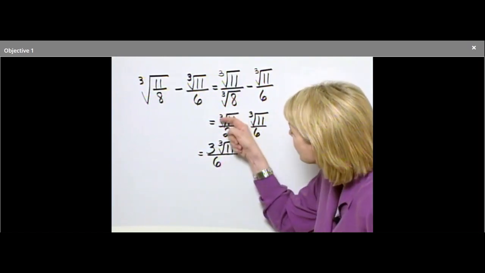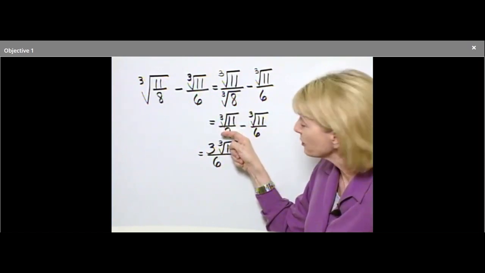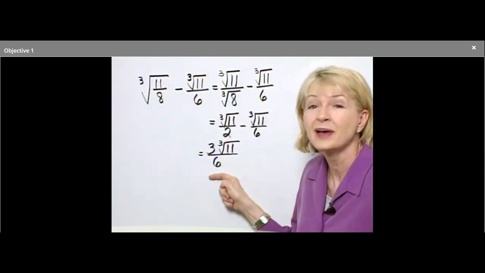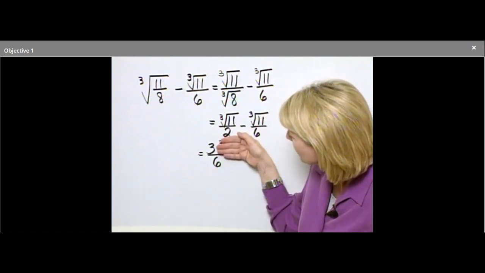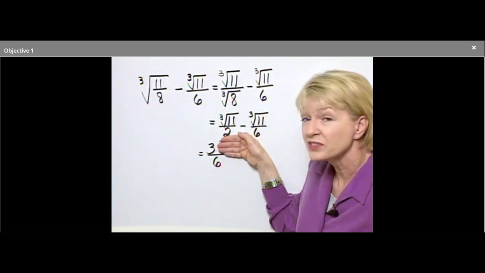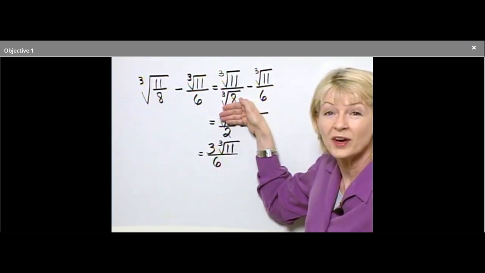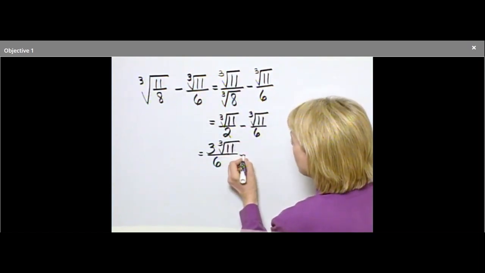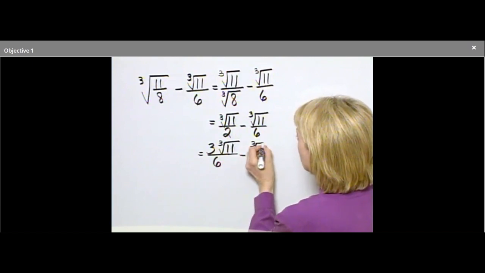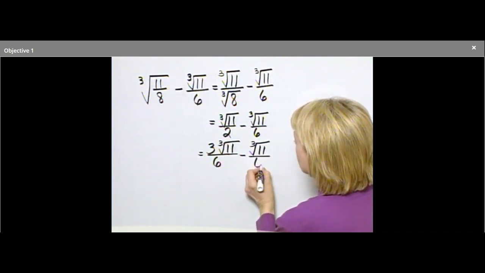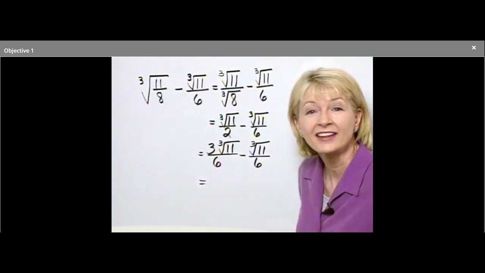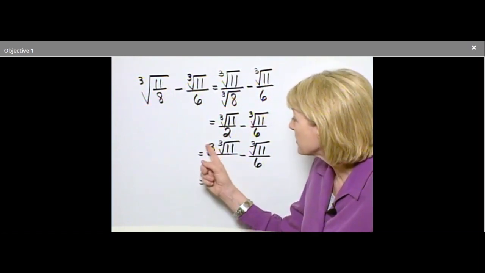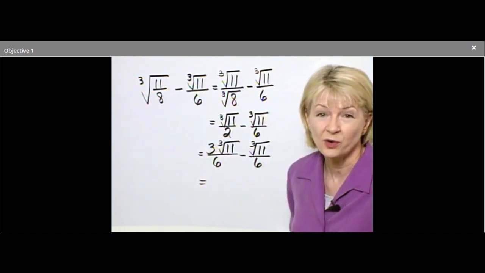So I am saying that this term or expression is the same as this one. If you want to think about it, it's like 3 over 6 is the same as 1 over 2, and that is a true statement. And then I have minus the cube root of 11 over 6. Now I can combine. Just think of it as 3 over 6 minus 1 over 6.